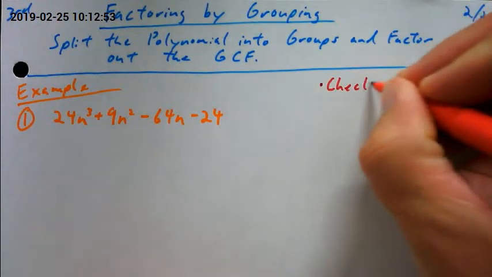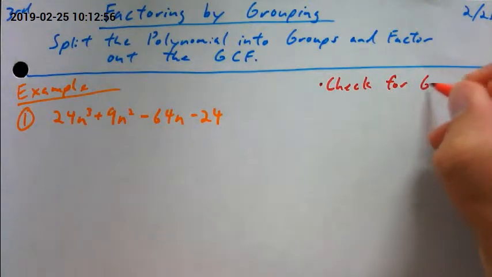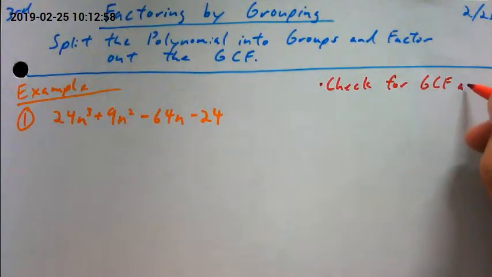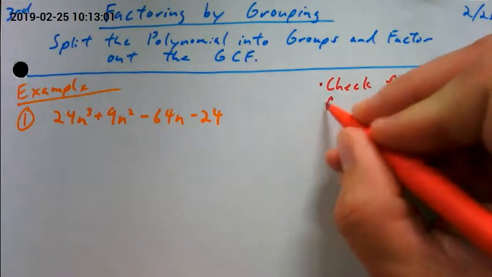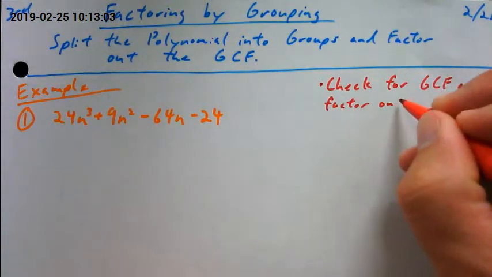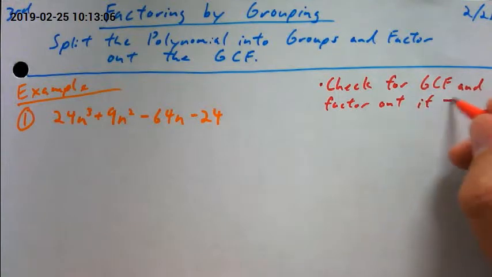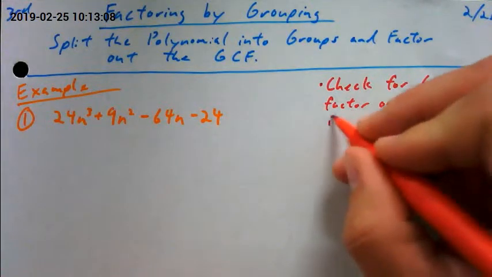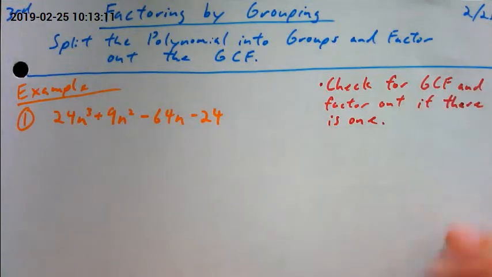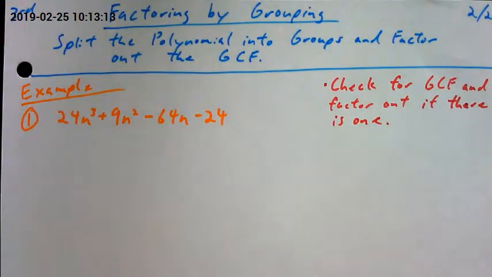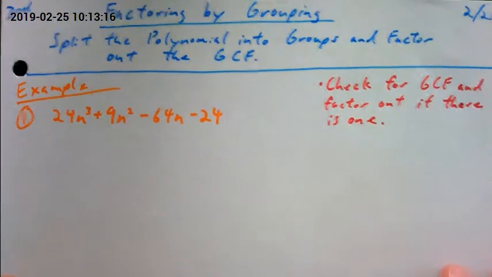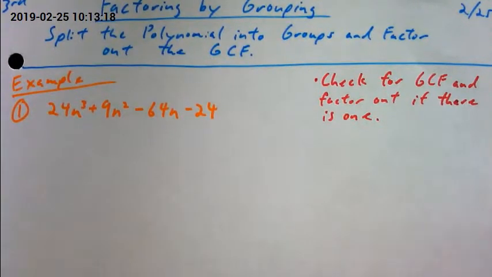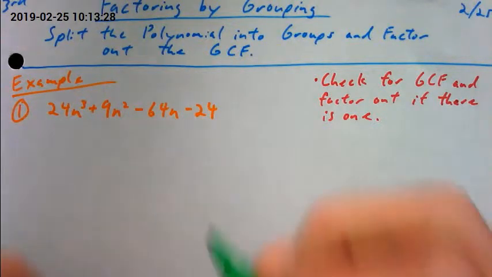Check for GCF and factor out if there is one. Now, on this one, is there a GCF? No. All right, so for the first example, there's no GCF. But, again, we will have a few on this paper that do have GCFs. So now, the next step, we're actually going to split it. So we're getting into the factoring by grouping.